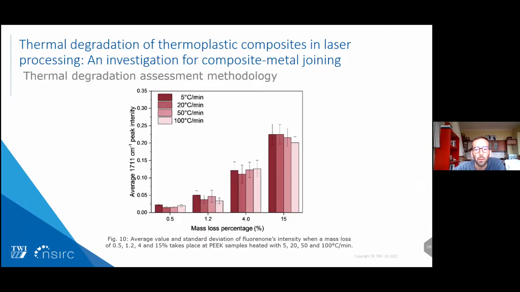Okay, can you see my slide? Okay. So here, just to make things a bit more clear, sorry.